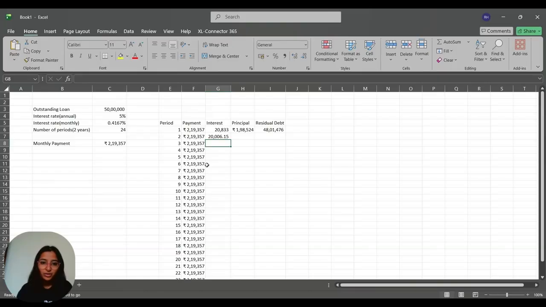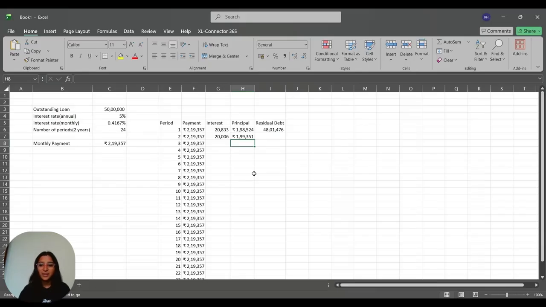So, which comes to 20,006 rupees. Again, out of this payment made, the interest will be deducted. So actual principal paid is 1,99,351 rupees. So interest has decreased already. So this continues every month. Interest falls because the outstanding balance keeps on shrinking.